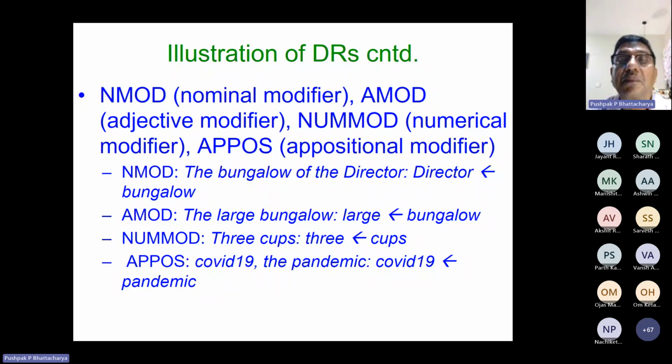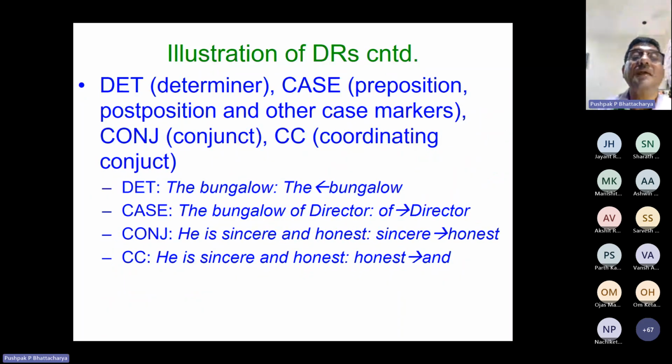Okay, the bungalow belongs to large, whatever that large means. So those kinds of confusion can arise. And modifier anyway is a very, very big umbrella. Under that you have many different kinds of modifier: determiner, case, which is preposition, postposition, and other case markers. Conj is conjunct and CC is coordinating conjunct.